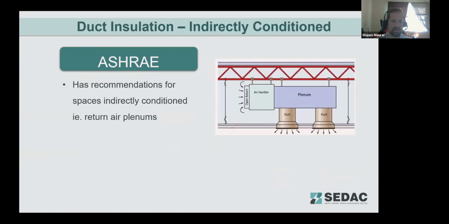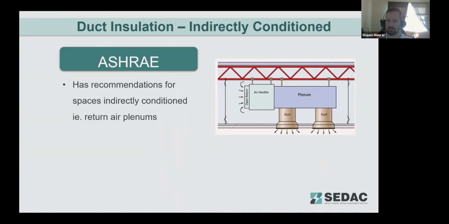And one of the last ASHRAE specific requirements is duct installation in indirectly conditioned spaces. So ASHRAE has recommendations for this. Where we particularly see this is return air plenums above drop tile ceilings. The duct installation requirements, for the most part, match the IECC in most situations. You've got that R6 for interior ducts, and R8 to R12, depending on which climate zone you're in.